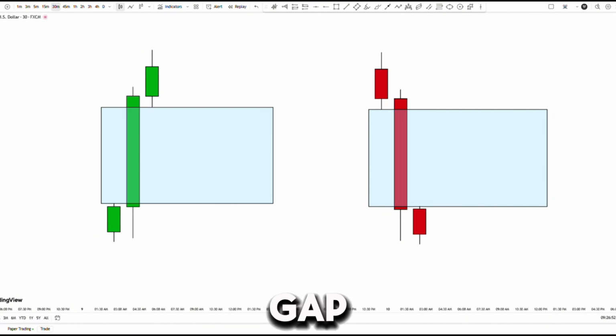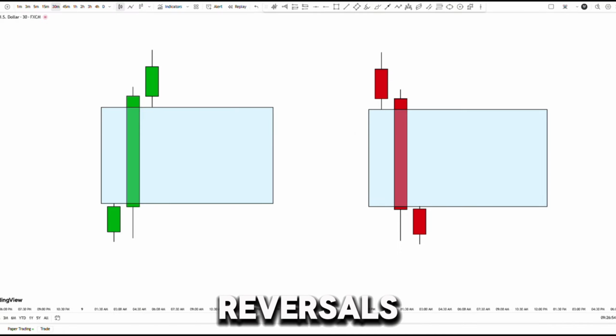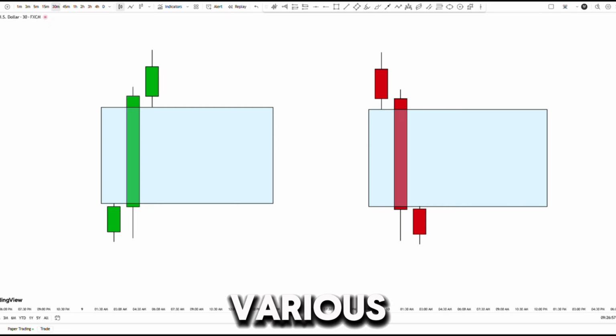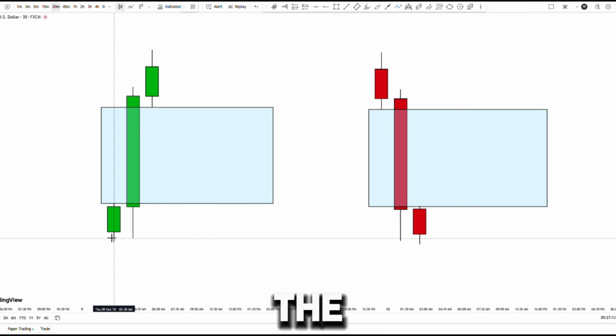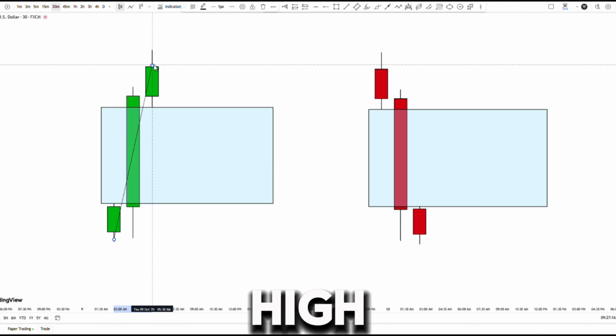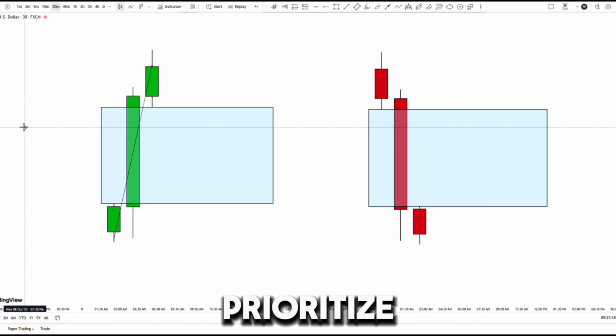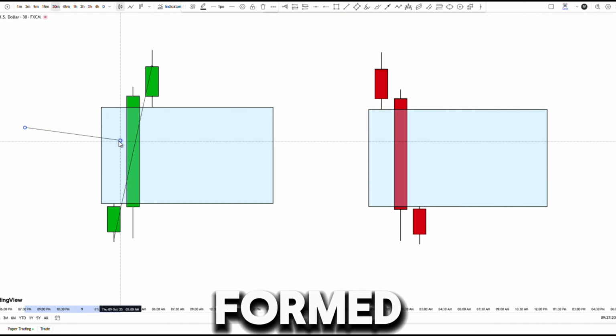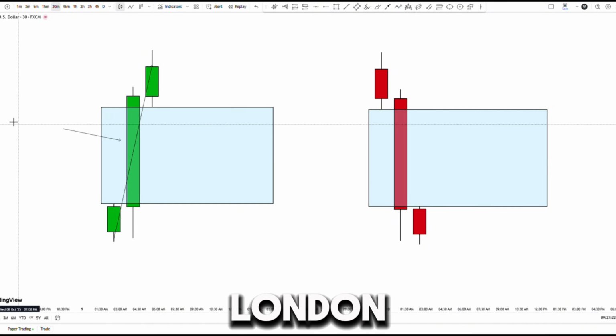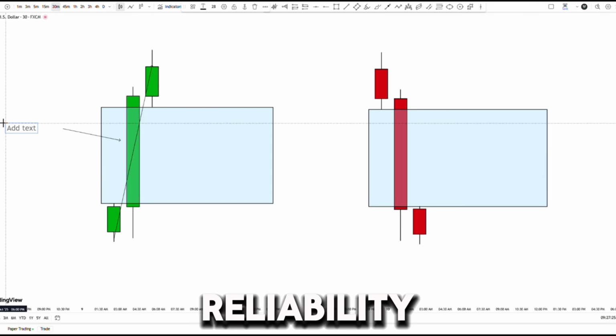FVGs can be traded for gap fills, trend continuations, or reversals. Here are compiled tips from various strategies. Identify using the 3-candle method. Look for a strong momentum candle 2 to 5 times larger than surrounding ones, between 2 candles with no overlap between the first's high and the third's low. For bullish FVGs, the third candle's low is above the first's high, reverse for bearish. Prioritize fresh, untested gaps formed during high-volume sessions like the London-New York overlap for higher reliability.